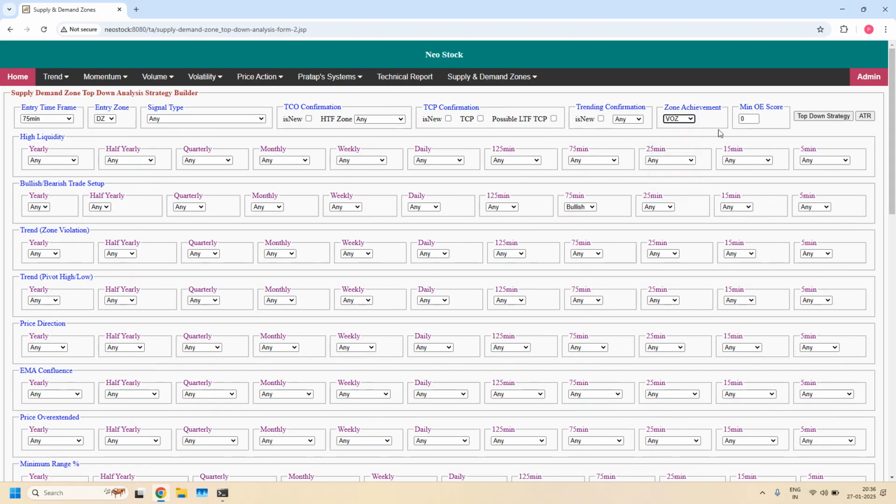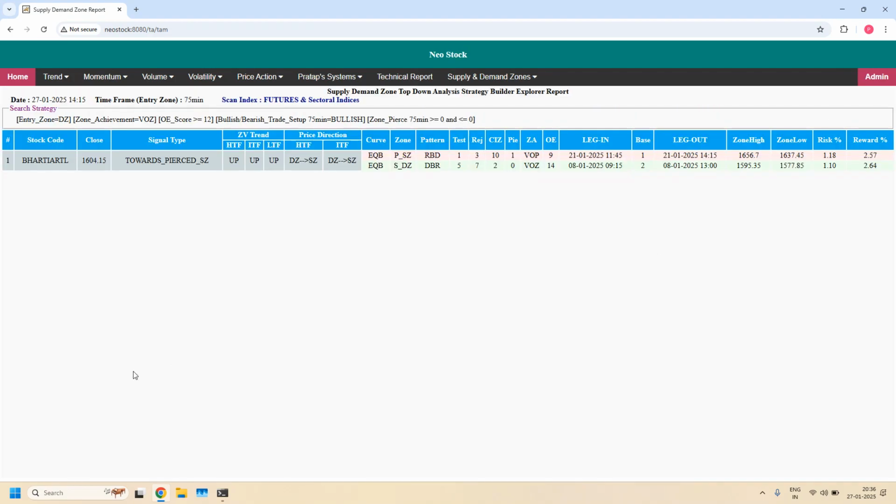Zone achievement VOZ, odd enhancer score minimum 12, and all the three filters applied to 75 minutes demand zone. Let's filter. We got one stock. Currently this is the only one stock supporting the bullish trade setup for weekly income trade.